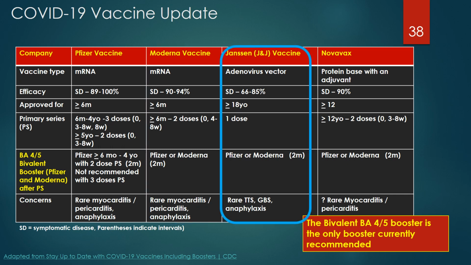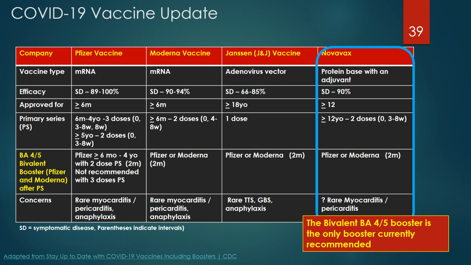The Janssen or J&J adenovirus vector vaccine has an efficacy to prevent symptomatic disease of 66 to 85% and has been approved for those 18 years old and older. It is administered as a 1-dose primary series. Rare but serious adverse reactions include anaphylaxis, thrombosis and thrombocytopenia syndrome, TTS, which can cause life-threatening clotting of blood vessels, and Guillain-Barré syndrome, GBS, that can cause paralysis. TTS is most commonly seen in females 18 to 49 years old.